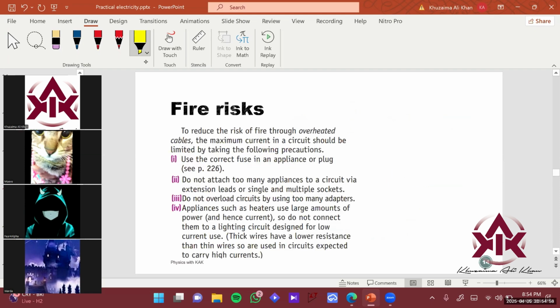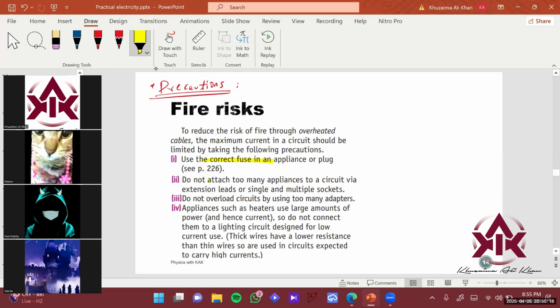Again, to reduce this fire risk, we can use these precautions. These are important, right? So you can have MCQs, you can have theory questions which can ask about how you can prevent a fire, right? So you should use a fuse over here. We will learn about what a fuse is in a while. So you should always use a fuse in your circuitry.